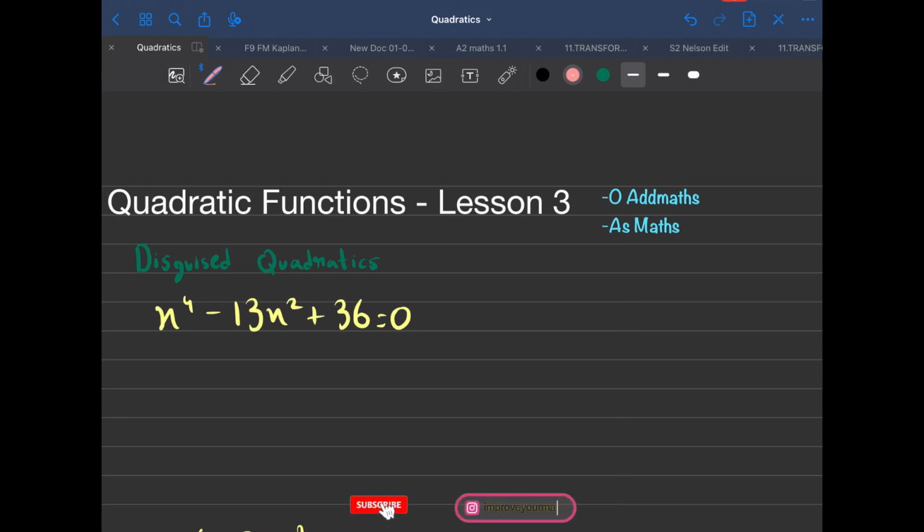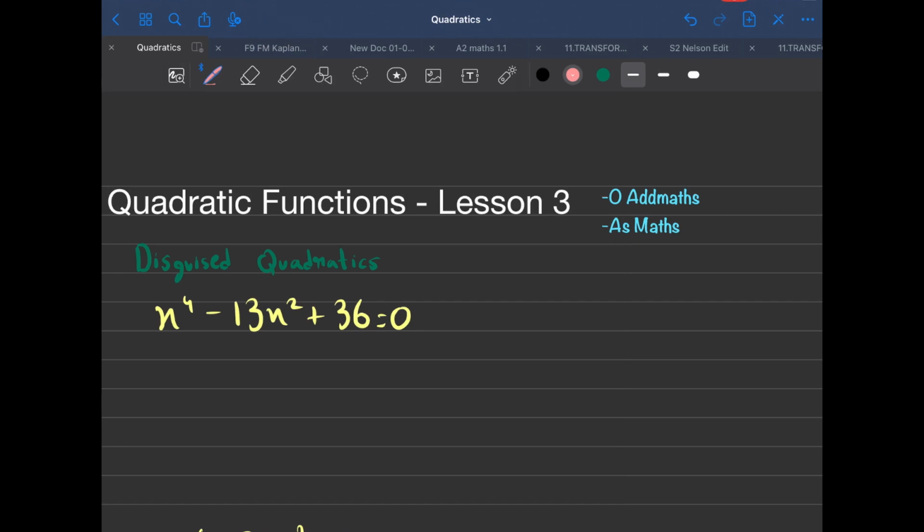Okay, so the topic we are starting with is disguised quadratic. In AS this is the official topic, but in add math, the question tells you the first part of it. Like they ask you to substitute and then they ask you to solve it. But in AS a direct question can come. For example, the question is given to me this.